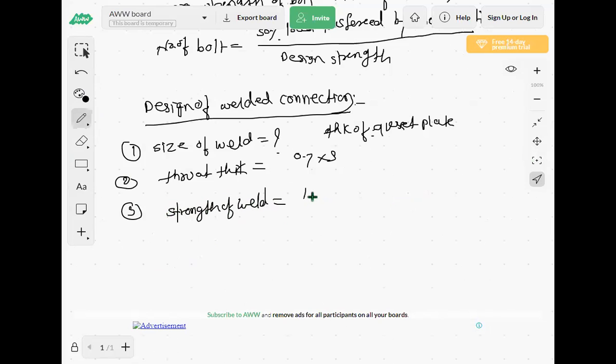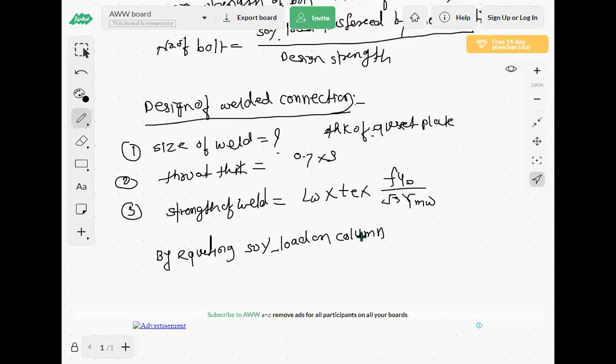So strength of weld is equal to, what is the formula? LW into T into FU W divided by under root of 3 gamma MW. So now by equating 50% load on column and strength of weld, 50% load on column P by 2 is equal to LW into T into FU divided by under root of 3 gamma MW.